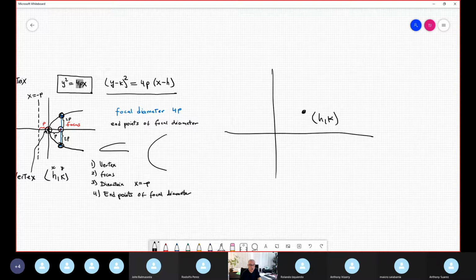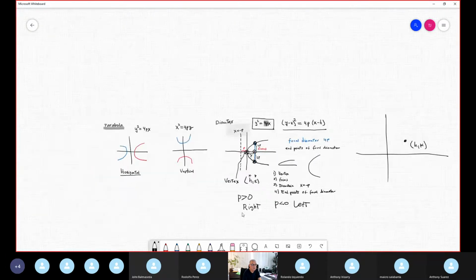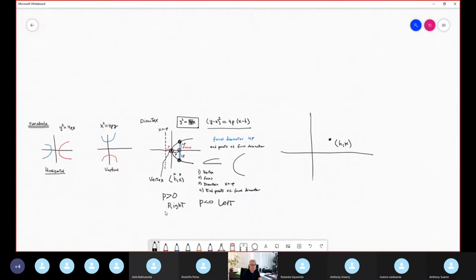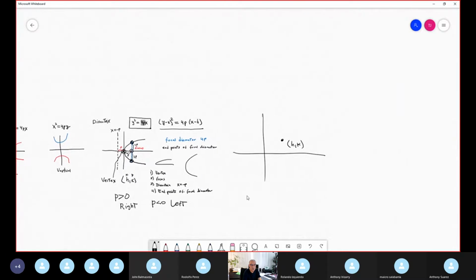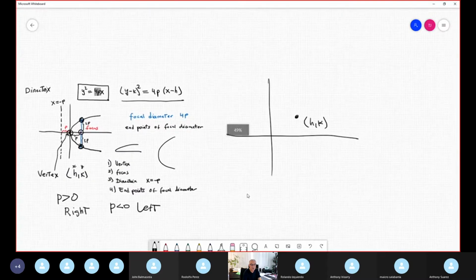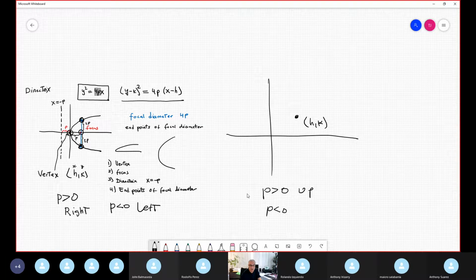I forgot to say something important. No, I don't forget. Si p is positive, the parabola open to the right, the horizontal, no? Si p is negative, open to the left. I said that or no? Let me see. No. Okay. p give me information in what direction open. Si es vertical parabola and p is positive, open up. Si p is negative, open down.